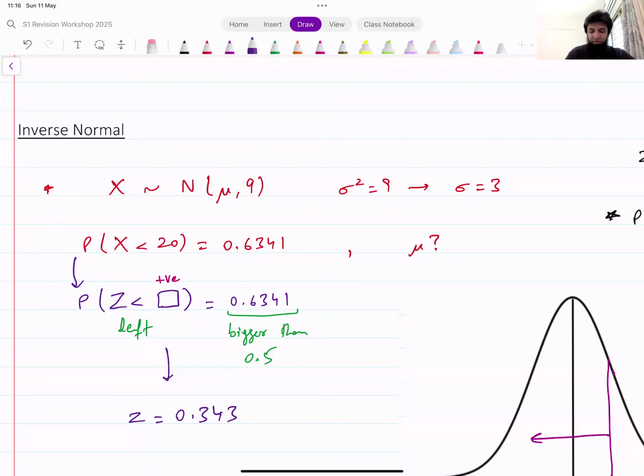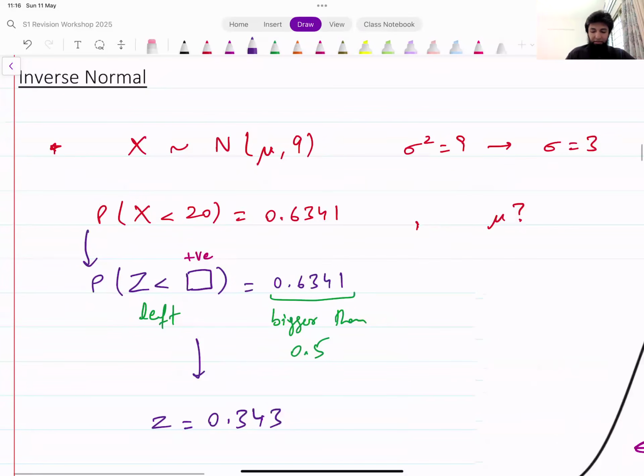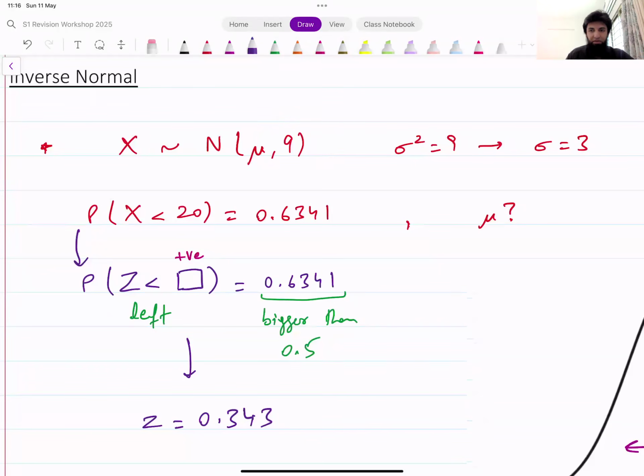Let's consider this example. So let's say we've got a normal distribution like this, such that the mean is mu and the variance is 9. Okay, that's what we're given. So if variance is 9, remember the second number represents the variance, but in our calculation, we have to use standard deviation. So we can find the square root of that.